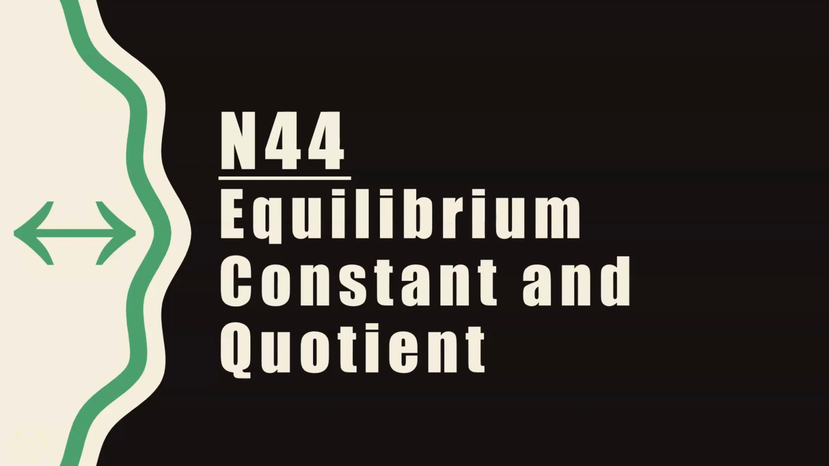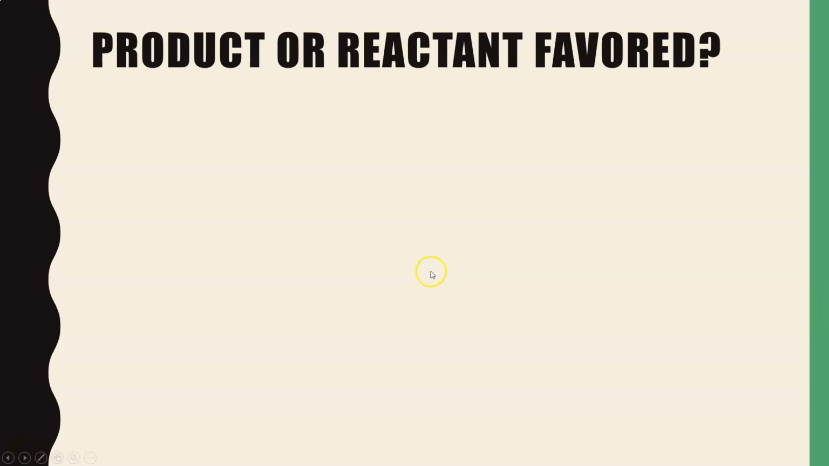Hello everybody, this video is going to cover equilibrium constants and equilibrium quotients. So when we have a reaction and it reaches equilibrium, you are not always going to have equal amounts of product and reactant. Remember that the equilibrium point is the point at which the rates of the forward and backwards reaction are the same. That doesn't mean the quantity of reactants and products are the same.